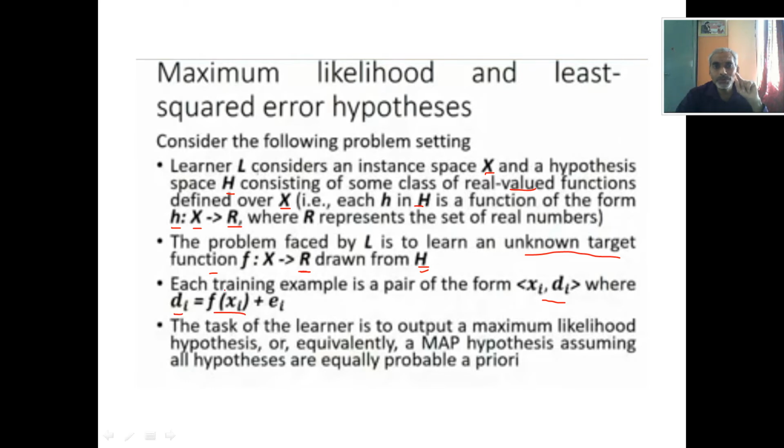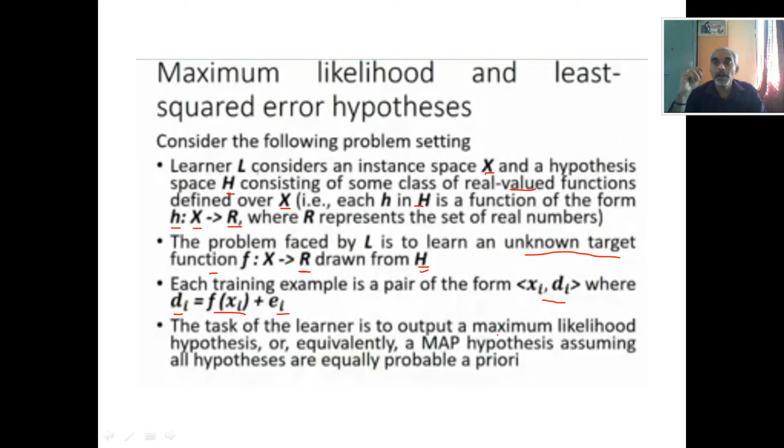So it is a function of this xi. For each training example you will have many parameters. So f of that xi plus some error term ei. You will get a particular error term. Ultimately, what is our goal? This error we have to reduce. So you can say that di is equal to f of xi plus ei. Now the task of the learner is to output a maximum likelihood hypothesis.